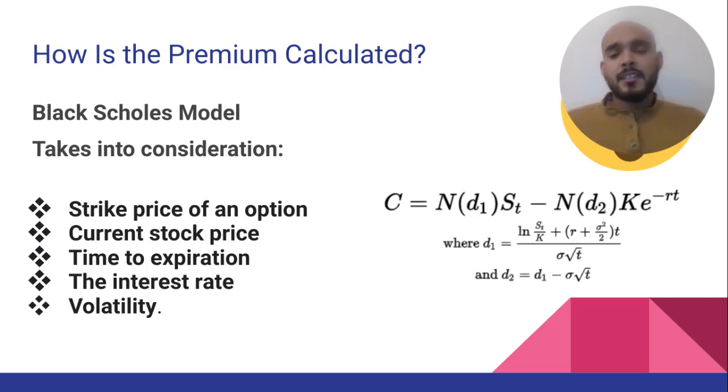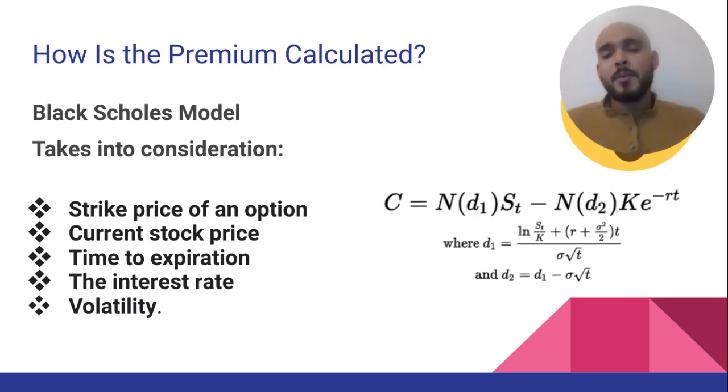But the main things that these variables consider in the price of an option premium are the strike price of an option, the current stock price, the time to expiration, the current interest rate or federal funds rate, and the volatility of the market. Okay, these are all kind of in this cocktail that spits out a premium.